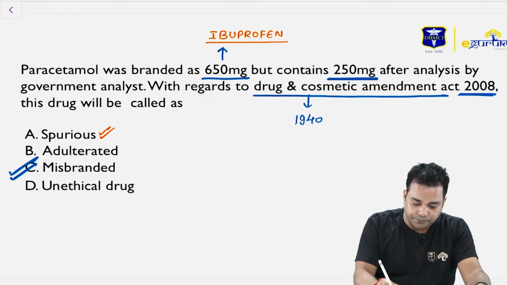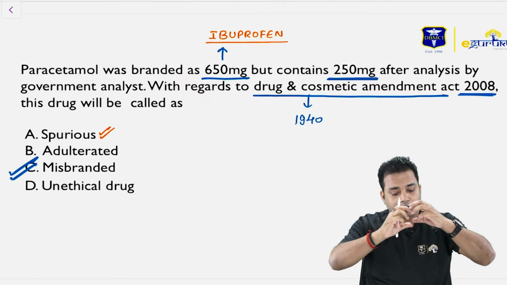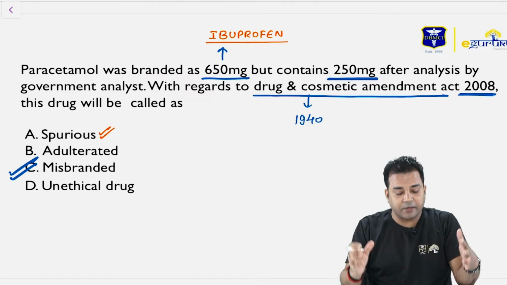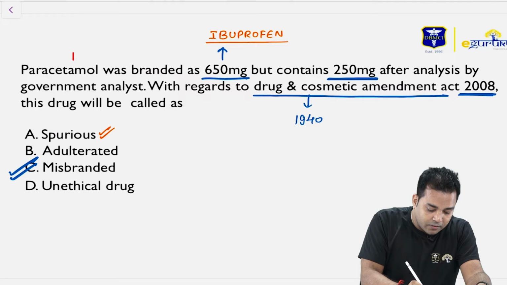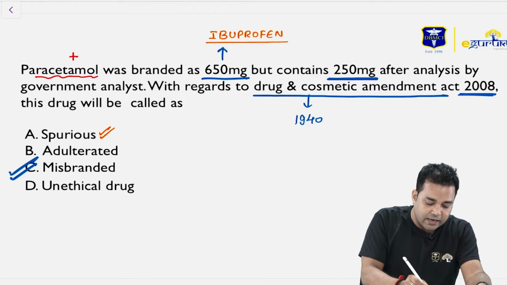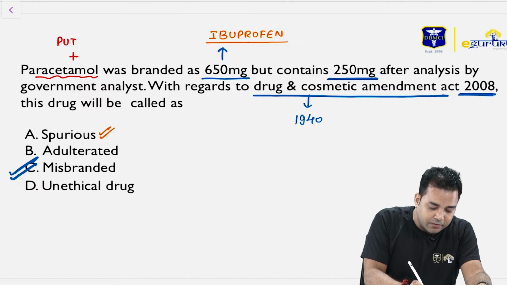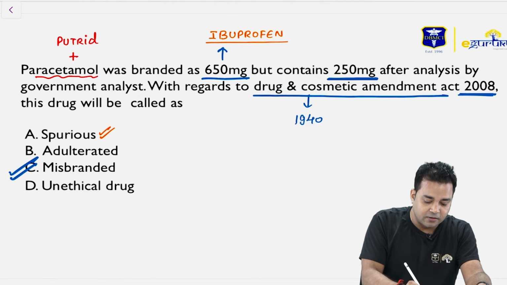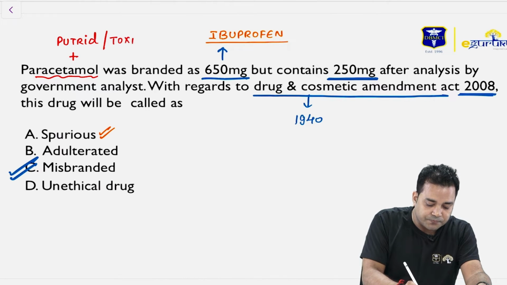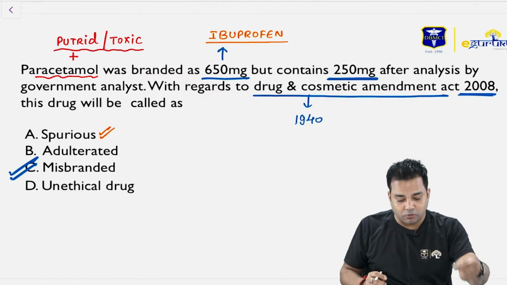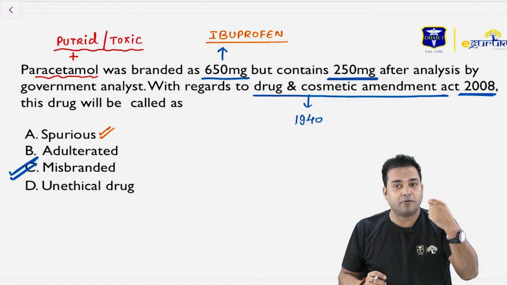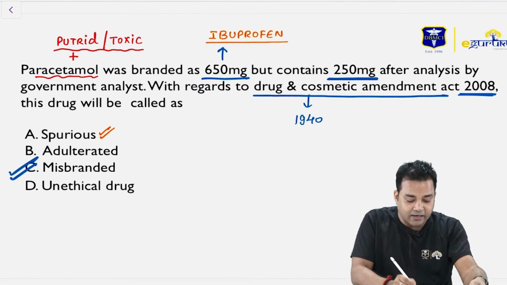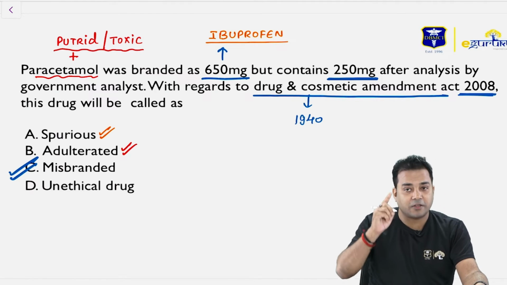Then say the label was of a PCM tablet. It was mentioning 650 milligram. PCM was there. But along with PCM, on testing, this tablet was found to contain some putrid thing. Putrid means dirty, or some toxic agent, or any decomposed thing was present in the constituents of the tablets. Which drug am I talking about? What do you call this type of drug? Adulterated drugs. Got the difference?